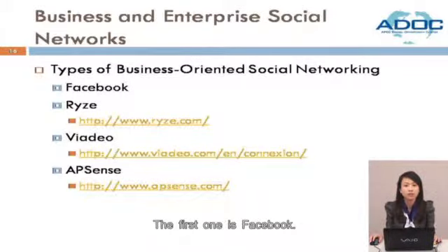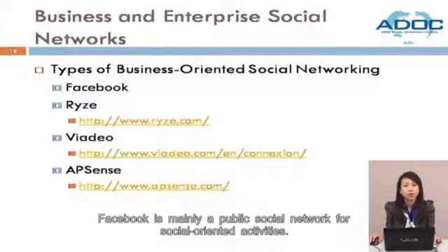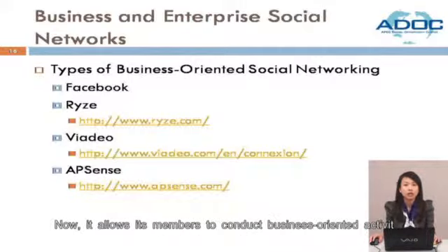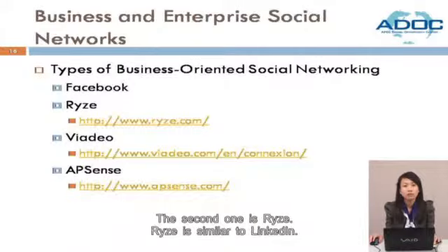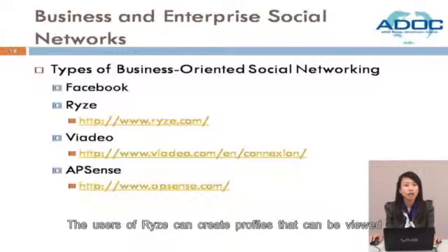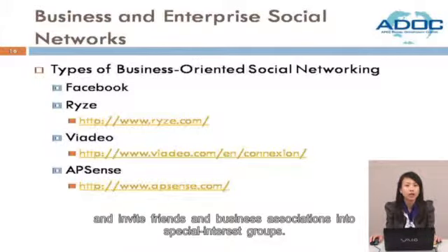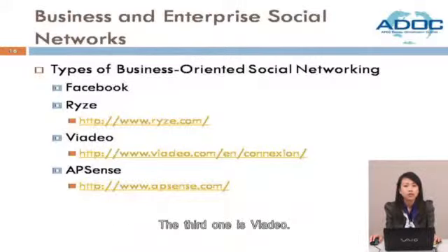The first one is Facebook. Facebook is mainly a public social network for social-oriented activities. Now it allows its members to conduct business-oriented activities. The second one is Rise. Rise is similar to LinkedIn. The users of Rise can create profiles that can be viewed and invite friends and business associations into special interest groups.